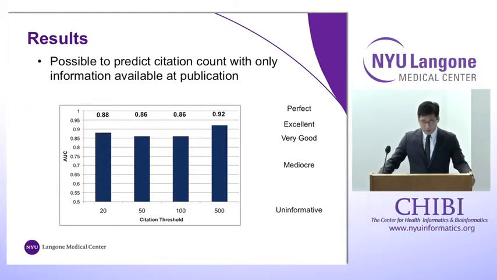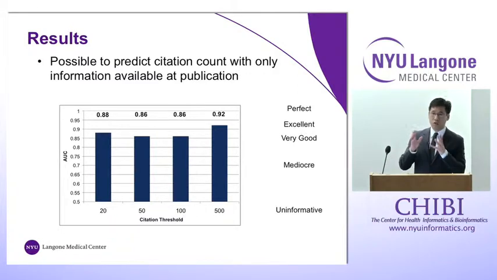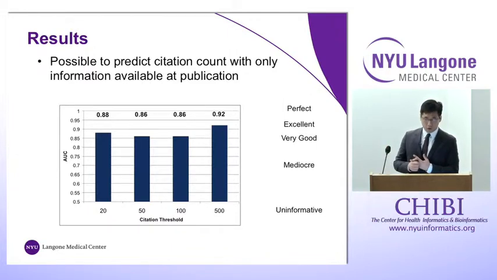So then, here are the results that were produced after the training. The 4 models showed that it was actually possible to predict, using only information available at the time of publication, the long-term citation counts for articles. For the 4 different thresholds, 20, 50, 100, and 500, all of the AUC values were greater than 0.86. Just to remind you, AUC values of 0.75 are considered mediocre, 0.85 is very good, and 0.9 is excellent. So all of the values were very good to excellent.